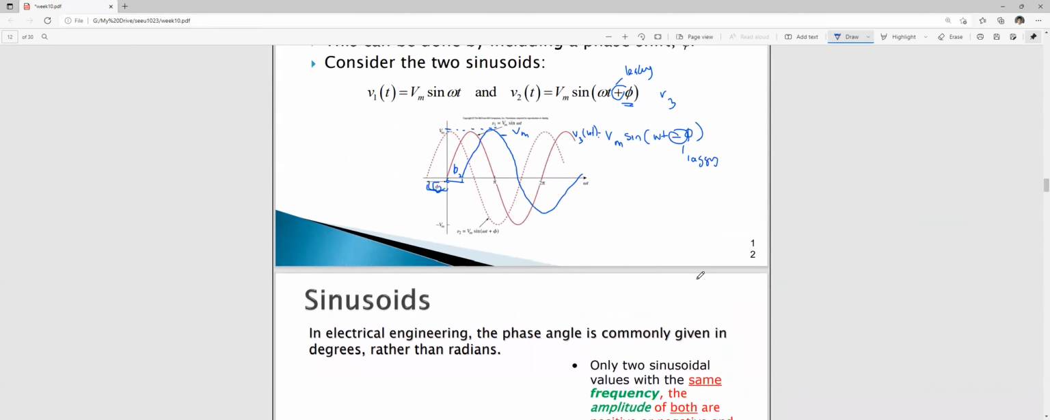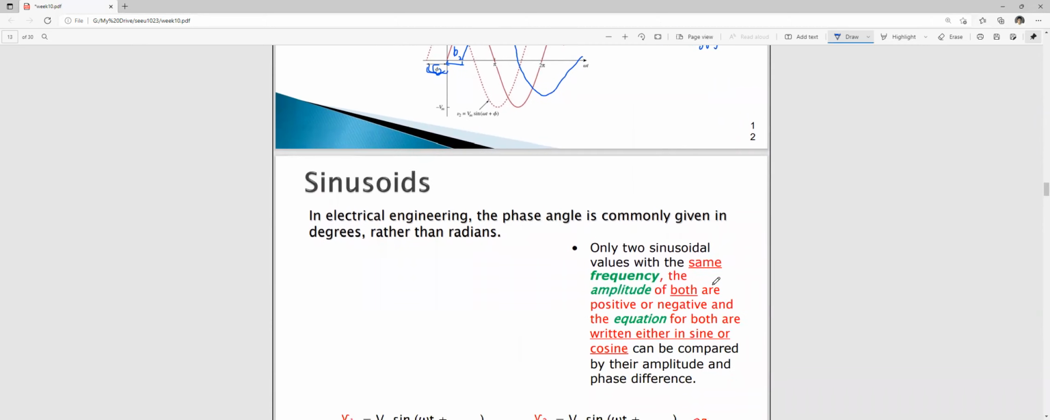Okay, to compare waveforms, for example two waveforms, there are several requirements before we can compare them. The first one is that all the waveforms must have the same frequency. What we mean by same frequency is the angular velocity. You can get the frequency from the angular frequency, where omega is 2 pi f, and the unit is radian per second.